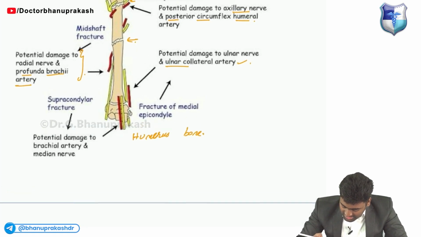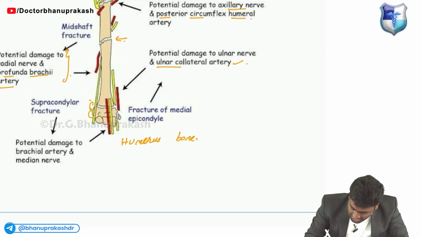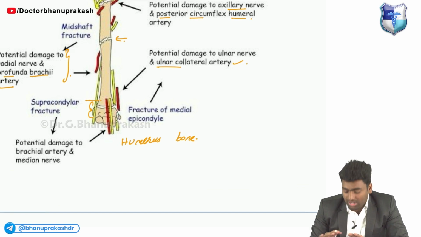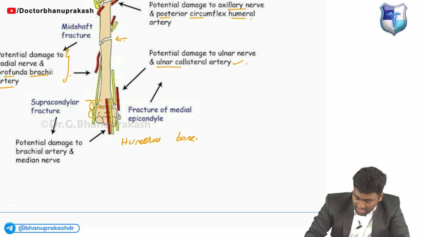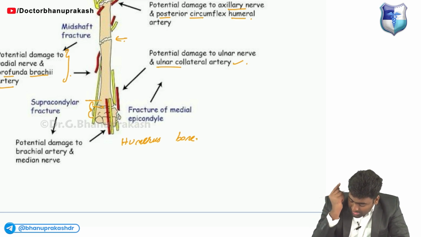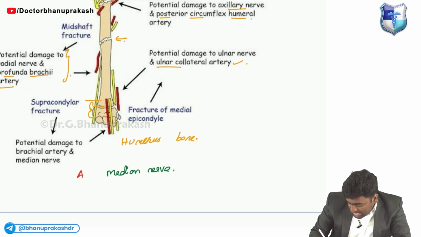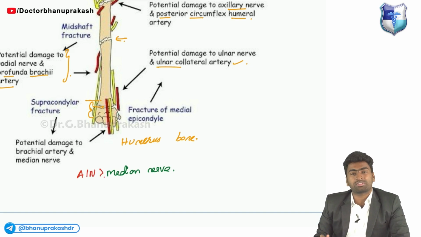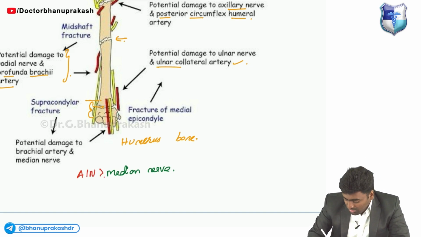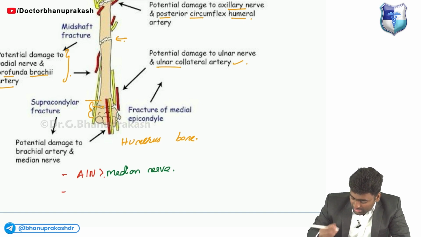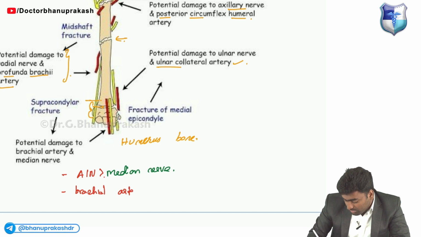Next one, above this epicondyle, if any fracture occurs, we call it a supracondylar fracture. In a supracondylar fracture, two structures get involved. One is the median nerve. If they give you the option of anterior interosseous nerve, then you should choose the anterior interosseous nerve over the median nerve. Then the artery, which is the brachial artery. And all of these things.